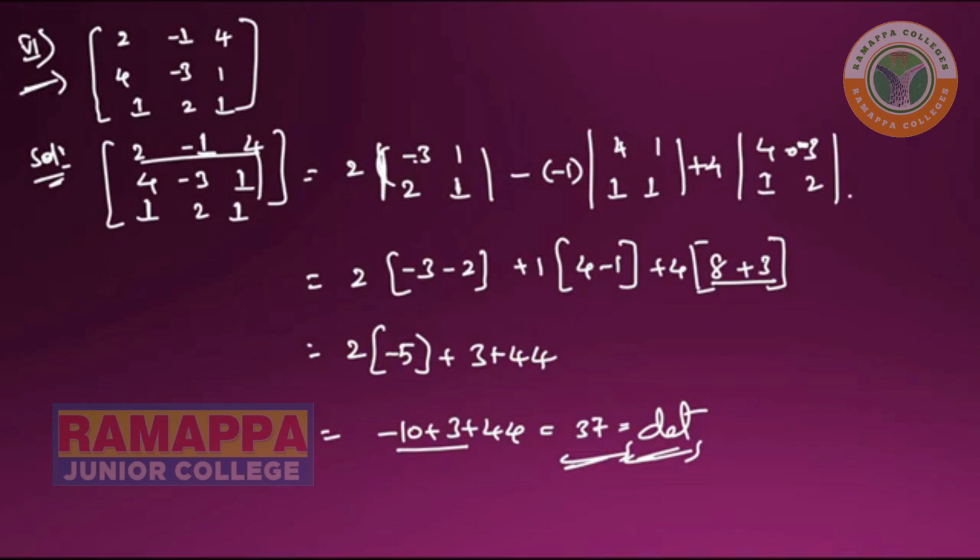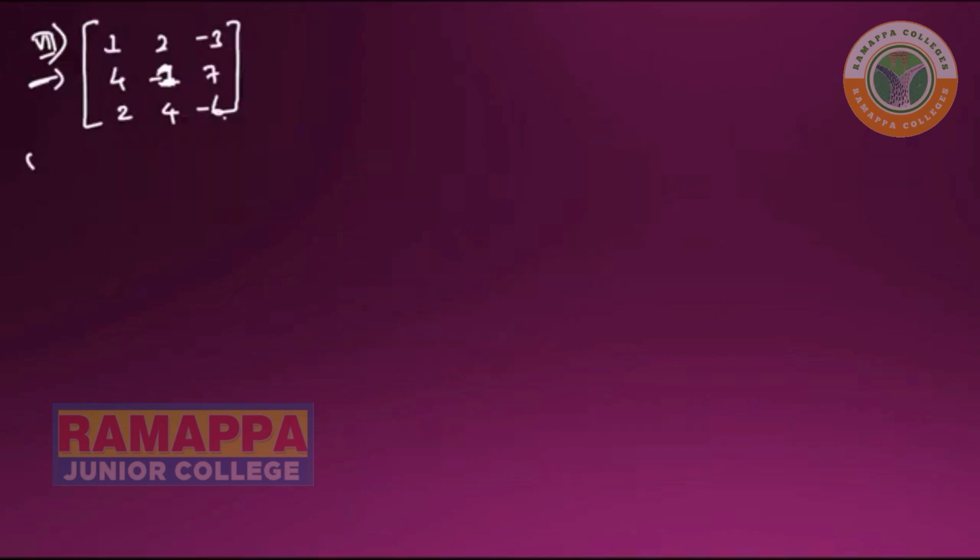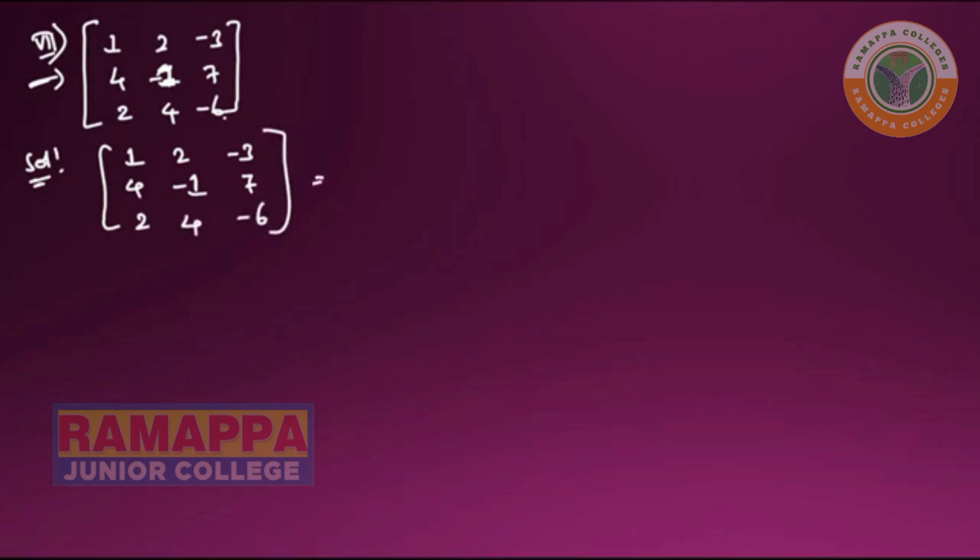Okay, this is the determinant of the given matrix. Now the seventh question, solution. Given 1, 2, minus 3, someone pause the question and try it. Verify later that the second row is 2, 4, minus 6. So we have to find the determinant.